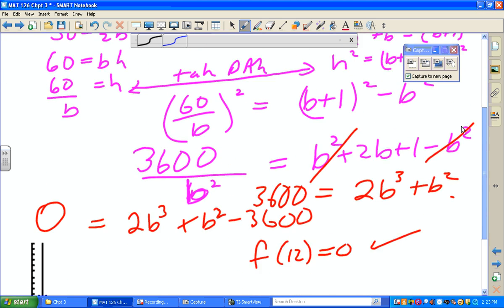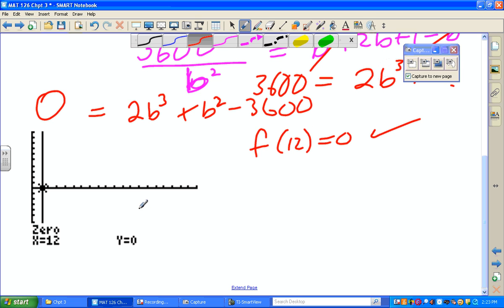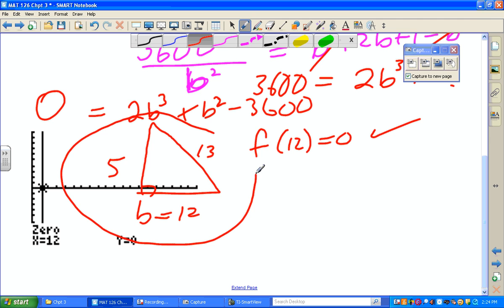Then find the lengths of the sides of the triangle. All right, so B is 12. The hypotenuse was one further, right? 13. And this was 5. Nice. 5, 12, 13. Very good, don't you think? Excellent.